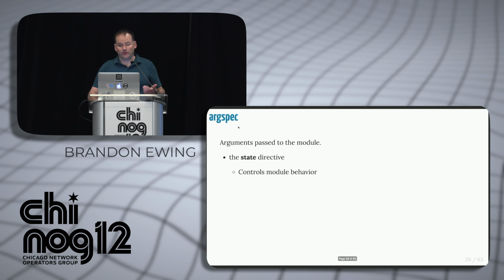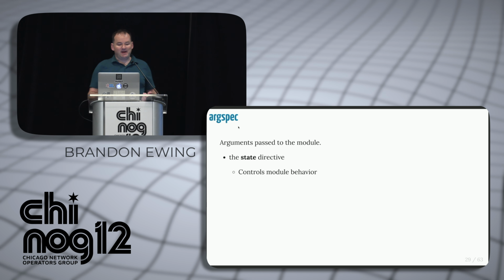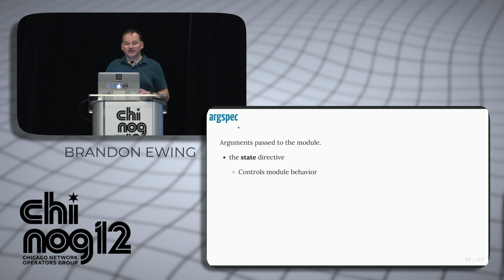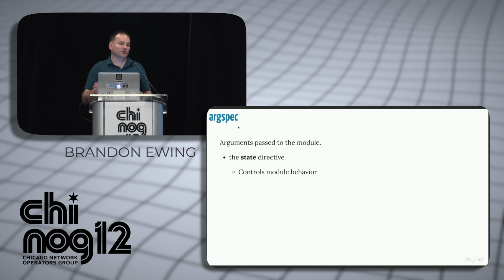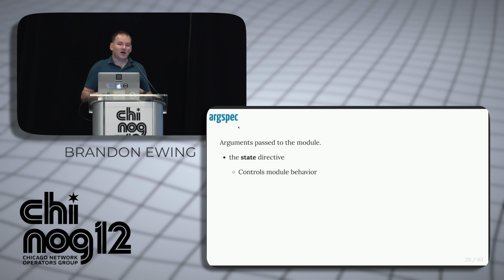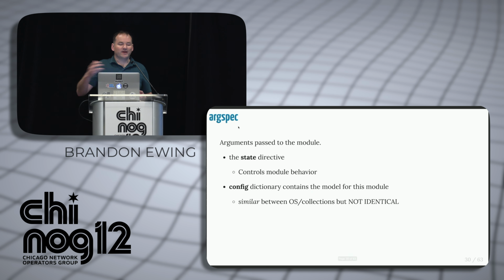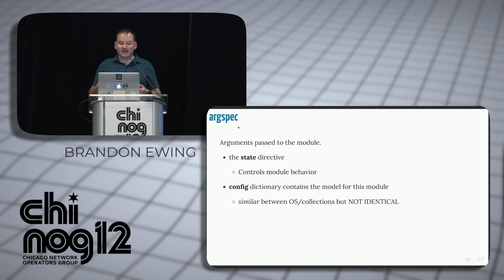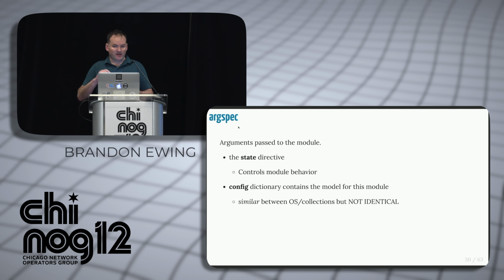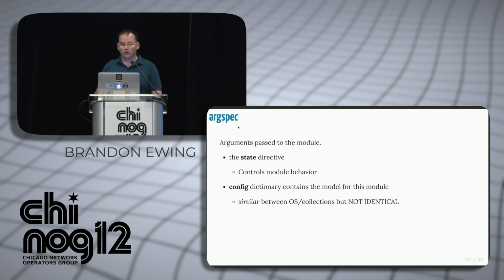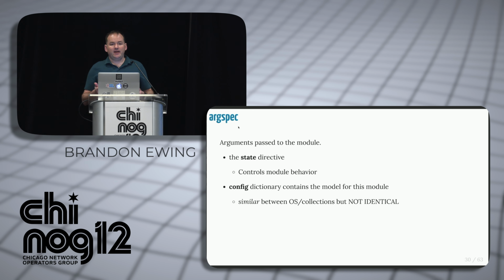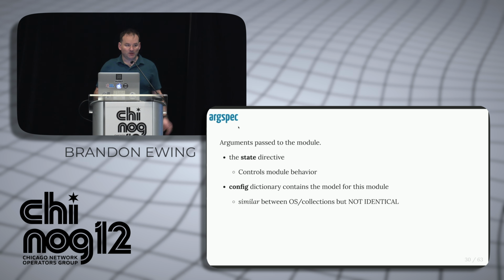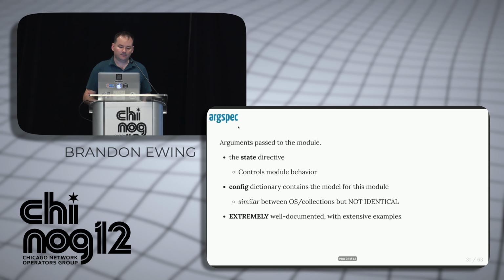So let's dig into the first two of those. So the ARG spec, the arguments that you actually pass into the module when you're executing it. The first one is the state directive. It controls the actual module behavior, what you're trying to do on the device. We'll go into that a little bit later. And then second, a config dictionary that contains the model for this specific module. In our example, we're doing ntp_global. The config dictionary and the specification for it is similar between OSes and collections, but not identical. And we'll come back to that at the end of the talk.